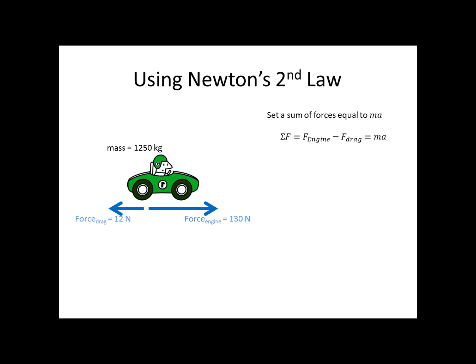So you always start by doing a sum of forces, add them all up, subtract the ones pointing in the other direction, and set that equal to mass times acceleration. So in our case here, the 130 newtons is in the positive direction minus the 12 newtons, and we plug in our mass. We find out that the acceleration of this car is 0.094 meters per second squared. Okay, not a huge acceleration, but that car is pretty heavy, 1,250 kilograms. You know, that's a fairly heavy object.